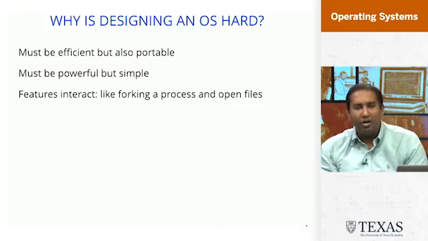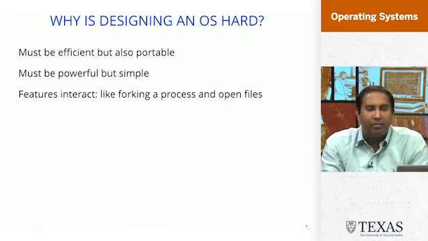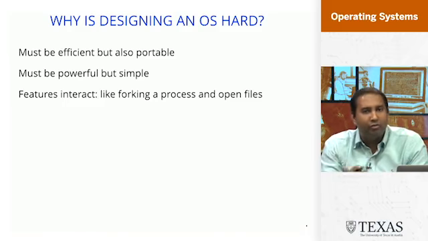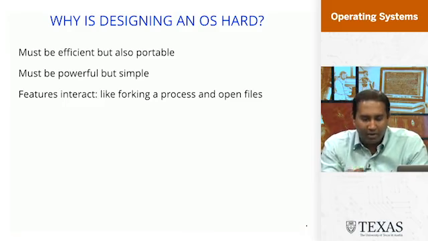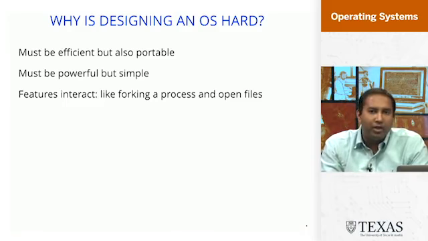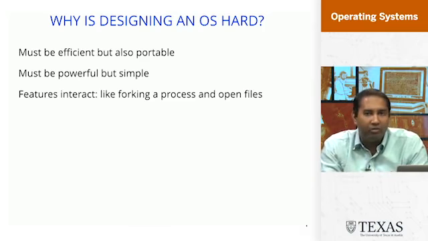And a lot of the different features that an operating system provides actually interact with each other. For example, if you have opened a file and then you fork that process, the child will also get a copy of that file, or will get the file descriptor. So you have to be really careful in how you design these features such that they interact properly when you write an application. So this is another reason why operating system design is hard and challenging.